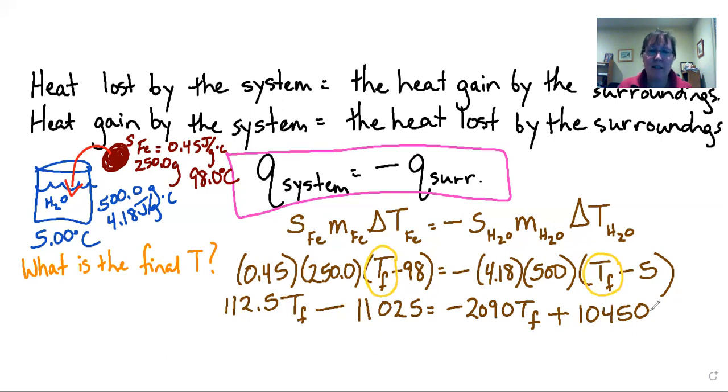So the next thing that we need to do is isolate our variables. Well, I have this negative 2,090 TF on this side, so I'm just going to add. I'm going to make everything as positive as possible.